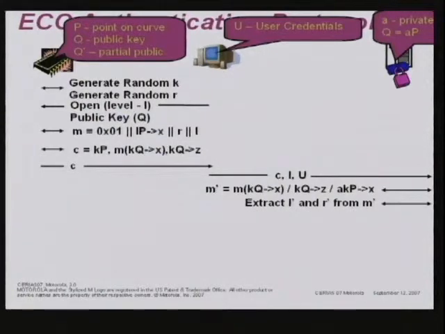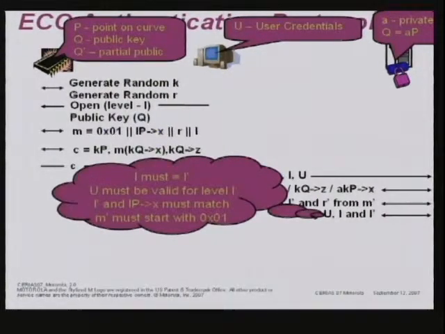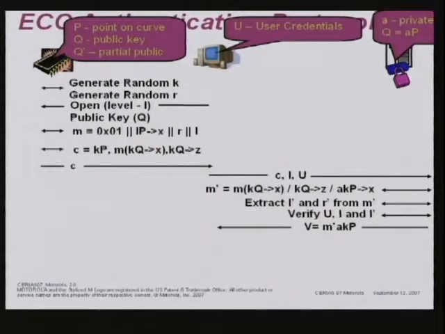From that message, we're going to extract L prime, R prime, and M prime. And we're going to verify that the user credentials is valid for the device they're talking to at the permission level that they're requesting, and that the level that they're requesting matches the level that the chip thinks that they're requesting, so we can make those 2 match in time. So L must match L prime, U must be valid, L prime and LPX must match, and also we had this little piece called the 01 header, which is in there for a couple of mathematical issues that we have during the translation of that protocol.